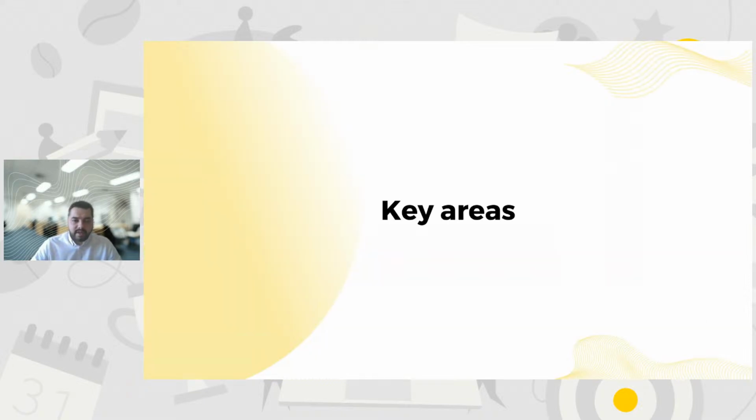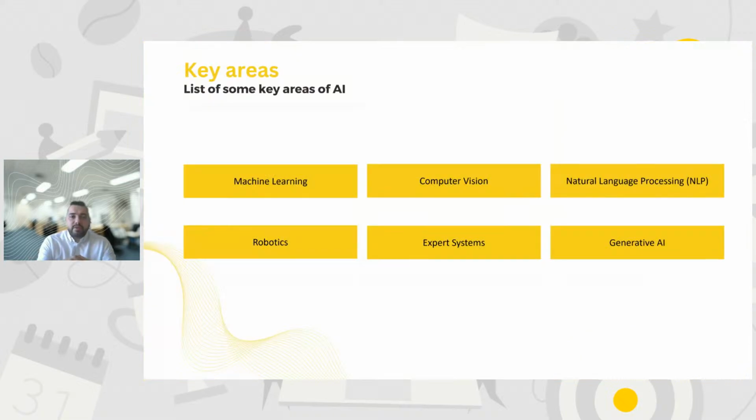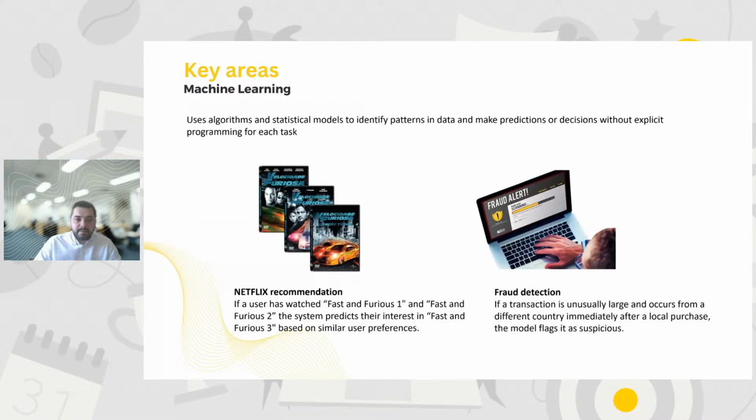Now let's have a look at the key areas. So we will focus on six of them: machine learning, computer vision, natural language processing, robotics, expert systems, and generative AI. When we are talking about machine learning, it's using algorithms and statistical models to identify patterns.